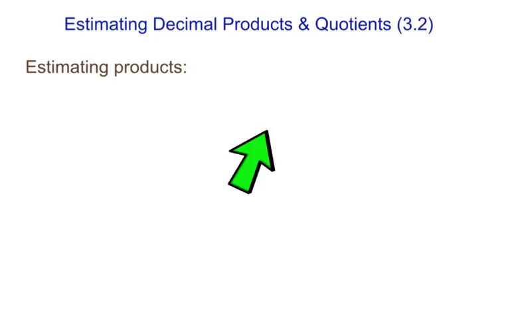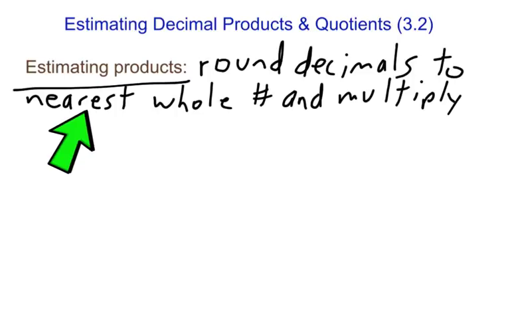All right, let's talk about estimating decimal products and quotients. If we're estimating products, well, product means multiply, then we want to round the decimals to the nearest whole number and then multiply.